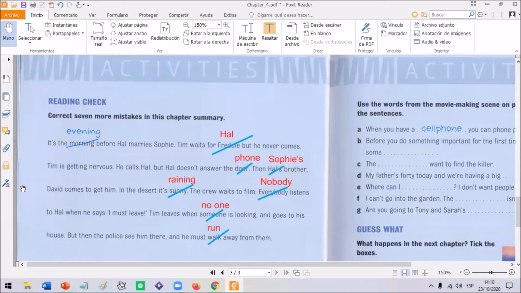In the desert, it's raining. The crew waits to film. Nobody listens to Hal when he says, "I must leave." Tim leaves when no one is looking and goes to his house. But then the police see him there and he must run away from them.